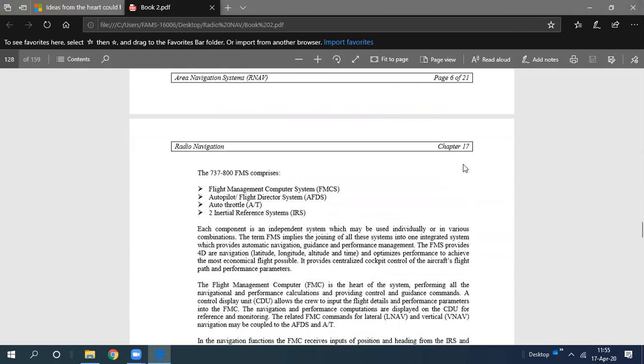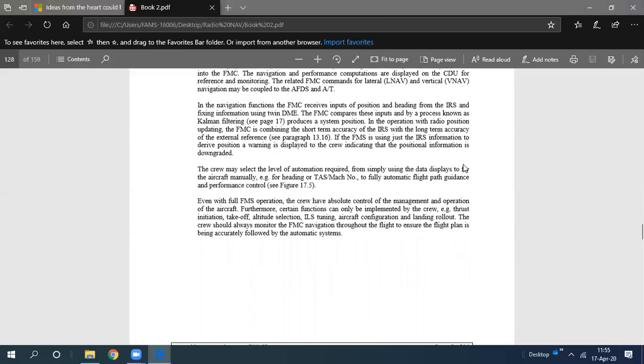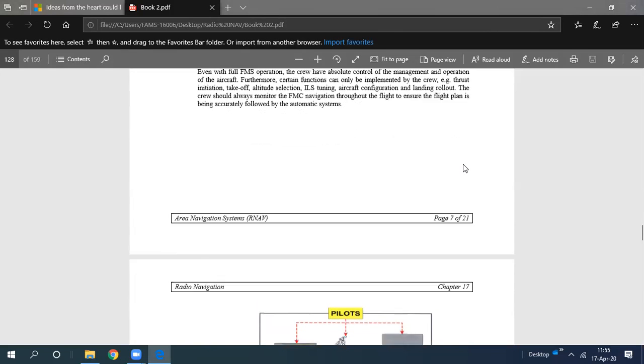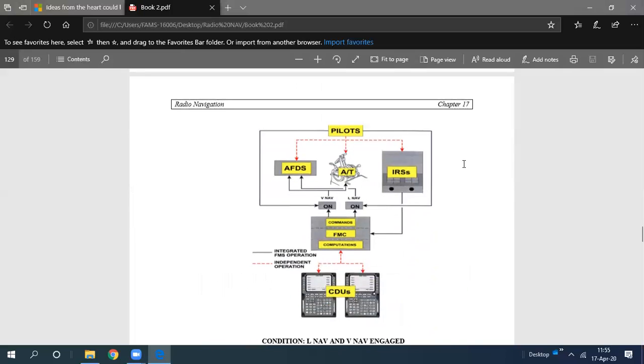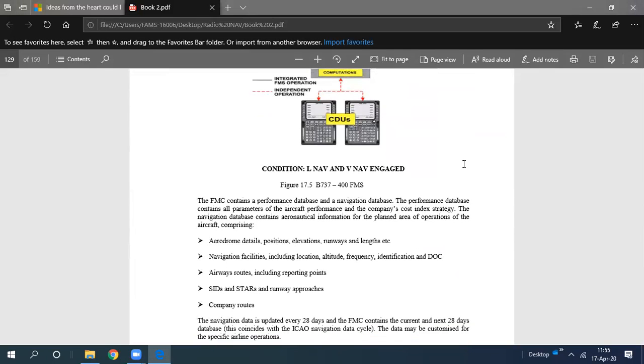Now, this is the so-called FMC. It has, as I said, the performance database and the navigation database. What we are going to discuss in this class is only the navigation database. The information which the computer contains, which will be given to you in the aircraft, is aerodrome details, position, elevation, runway and length, etc. Airway routes, including reporting points, SIDs, STARs, and the runway approaches, company routes.